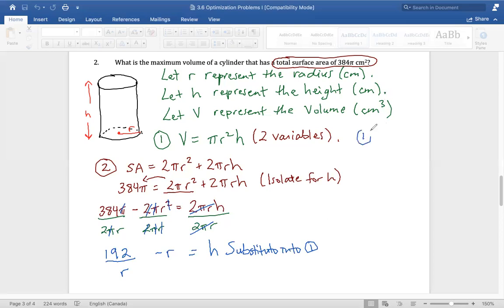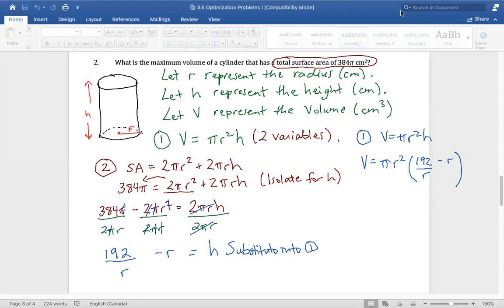So again, my number 1 formula, my volume is pi r squared h. When I see h, I'm subbing in a different value. So pi r squared times, I can see that I have a fraction here, so I can do my bracket to include a numerator and a denominator. 192 over r, subtract r, close my bracket.